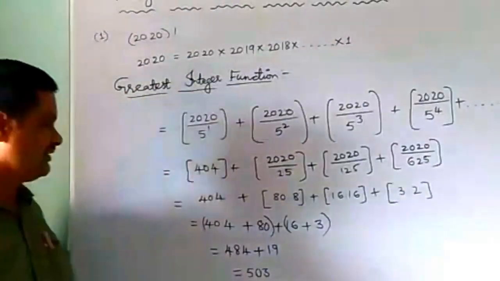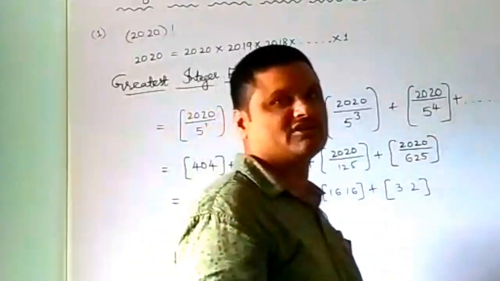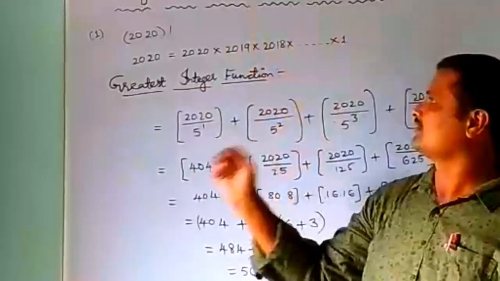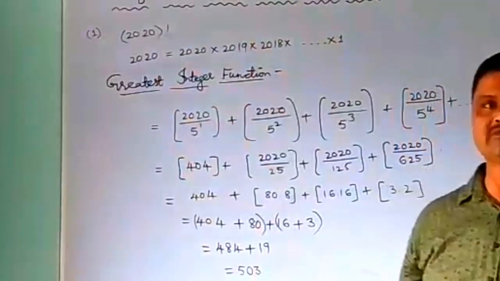In this way, we have calculated the number of trailing zeros of 2020 factorial by two methods.